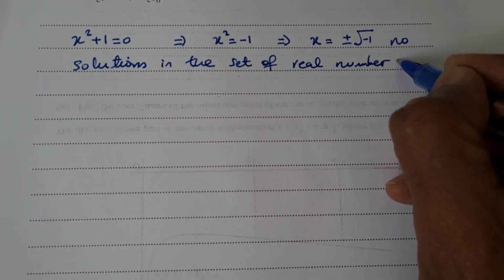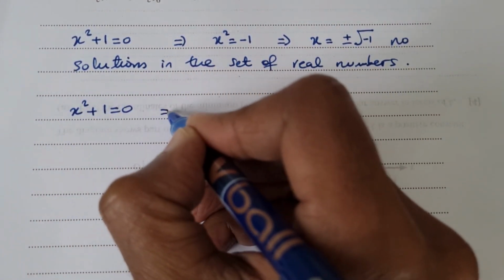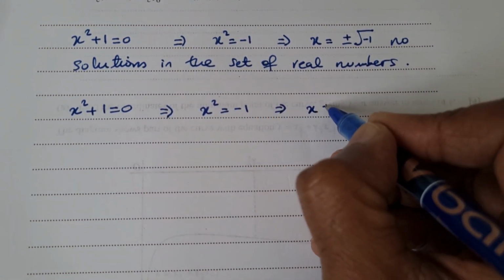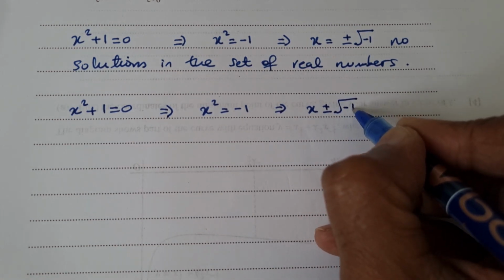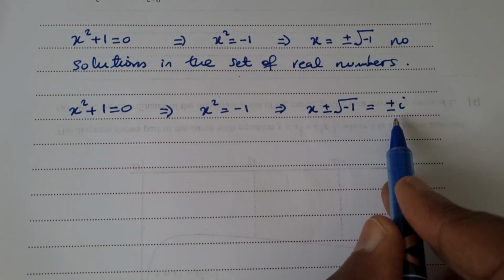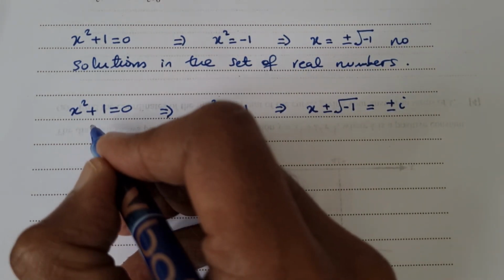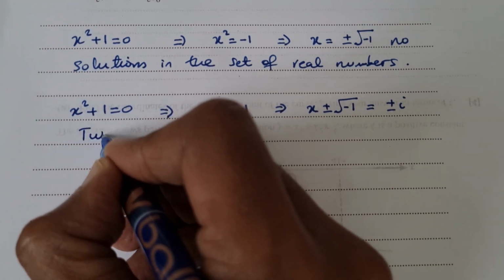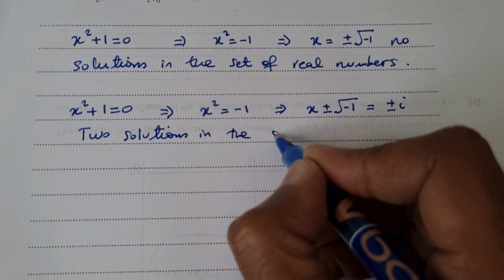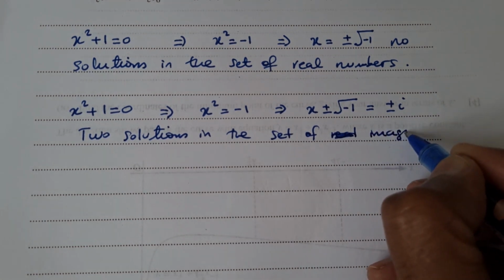But let us understand now what happens if we say x squared plus 1 is equal to 0, and again we solve it. We get x squared is equal to -1, so that means x is going to be equal to plus or minus the square root of -1, and now we end up with plus or minus i, because we did say that the square root of negative 1 is i. Now these are solutions, therefore. In this case we have two solutions. Two solutions exist in the set of imaginary numbers.